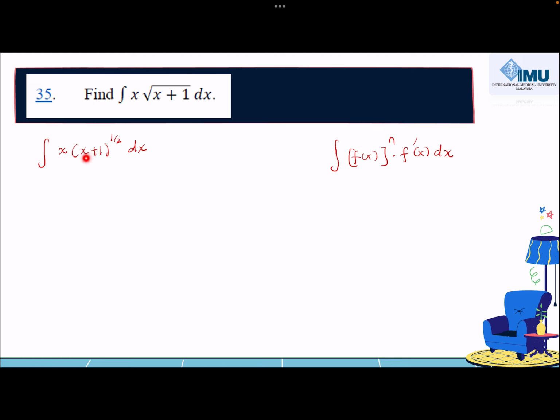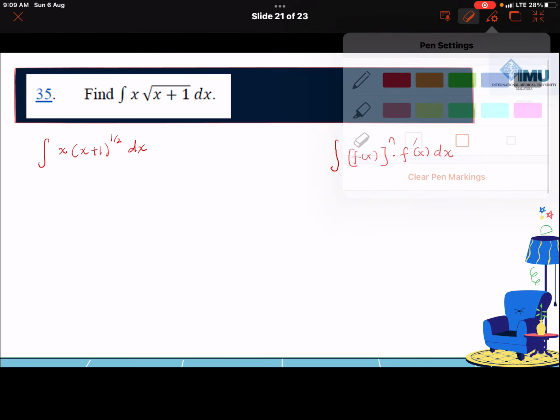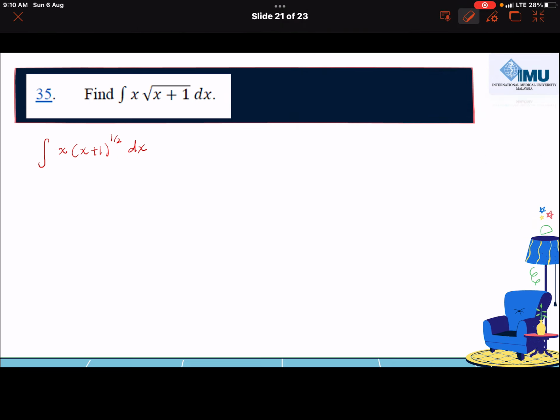Let's look back here. Let's imagine this is our f(x) to the power of n. Is x the derivative of your f(x)? No, because the derivative of x plus 1 is basically 1, not x. Hence, you cannot use recognition. Now, let's proceed to the next method, which is substitution. Let's try to do substitution.